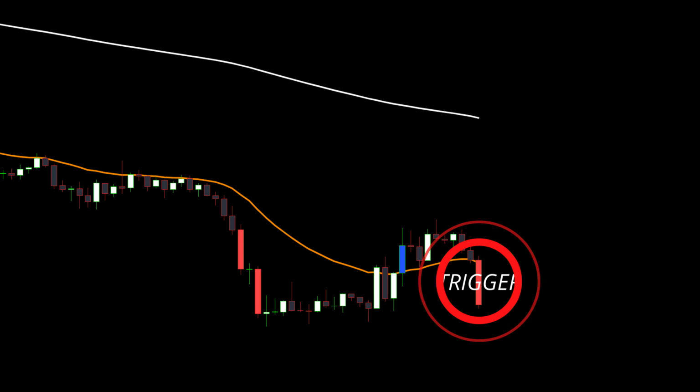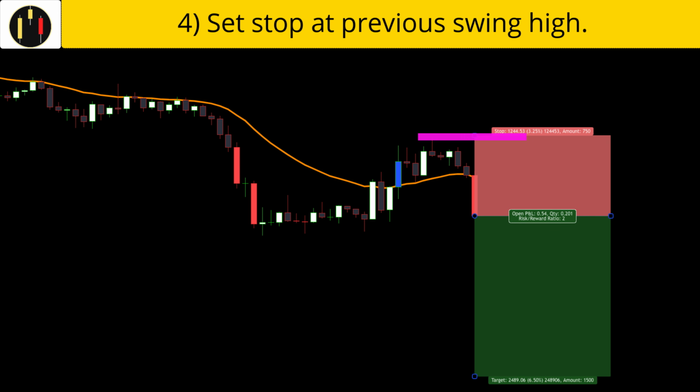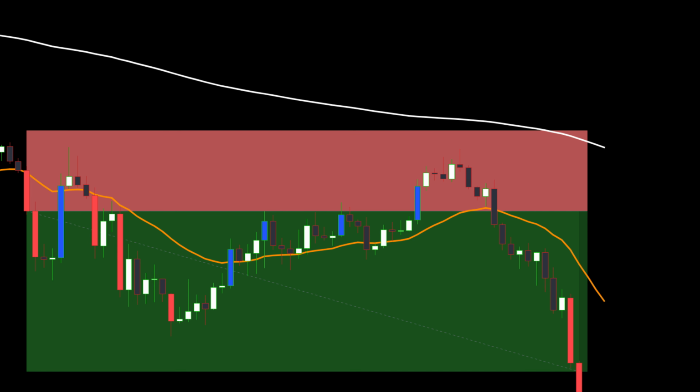All of that happens on this candle here. That is our trigger candle. The stop is placed at the previous swing high and target 2 times risk. And short example 1 hits the target.